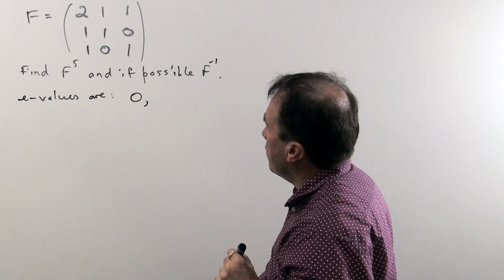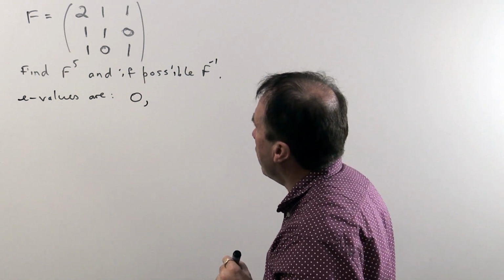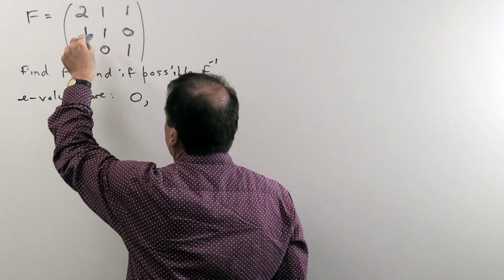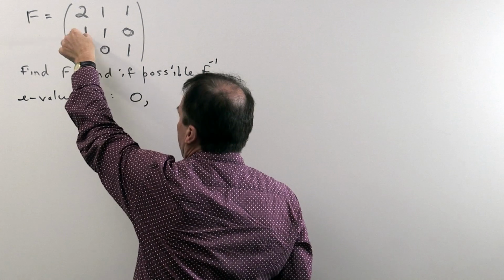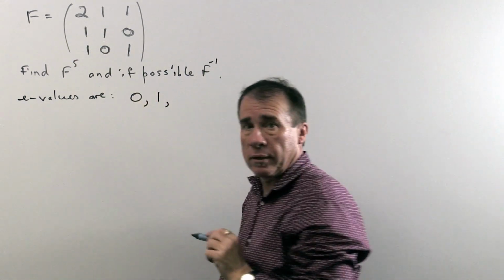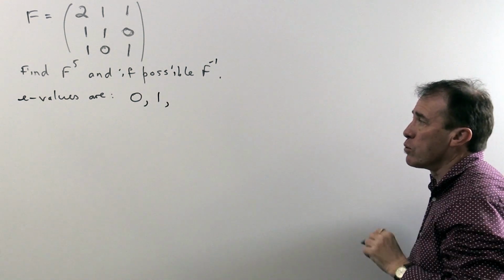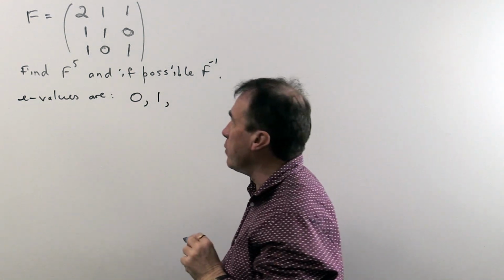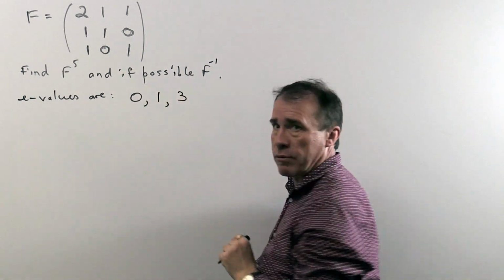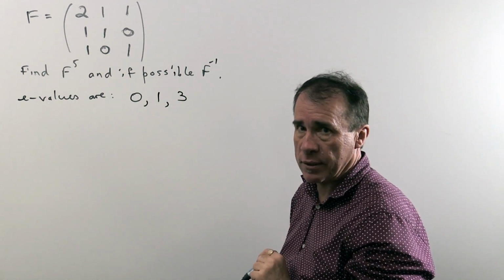If I stare at it for a minute, do you see also that if I subtract 1 from the main diagonal, I'm going to get 2 rows here, 1, 0, 0, 1, 0, 0. So they'll be dependent, so lambda equals 1 is another obvious eigenvalue. And then from the trace, the other one must be 3.